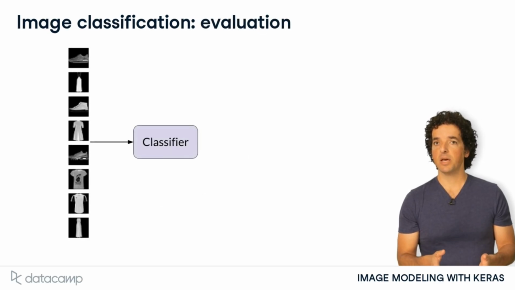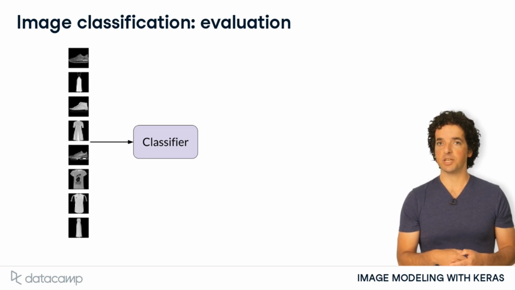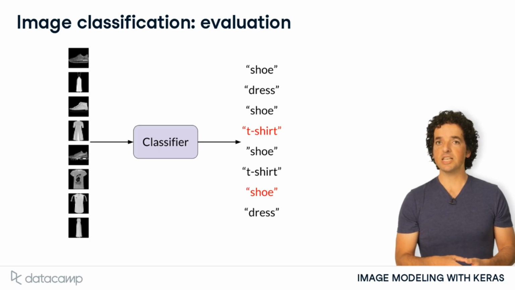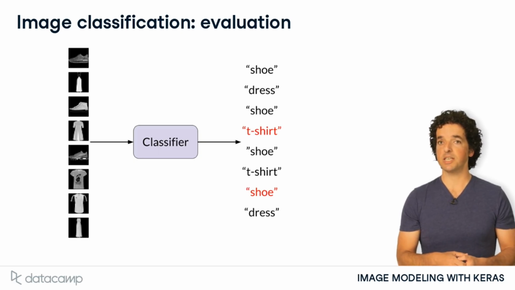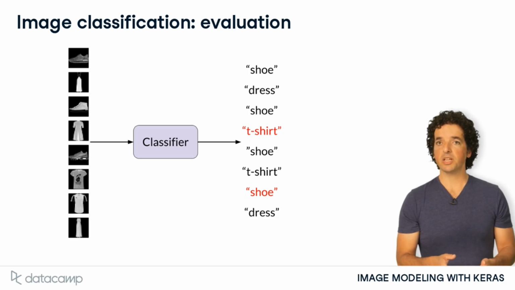At the end of training, we would like to know how well our classifier does. To avoid an estimate that is overly optimistic because of overfitting, we evaluate it by testing it on a portion of the data that has been set aside in advance for this purpose. In this case, the classifier is able to correctly classify some of the images, but incorrectly classifies an image of a dress as a t-shirt, and an image of a t-shirt as a shoe.